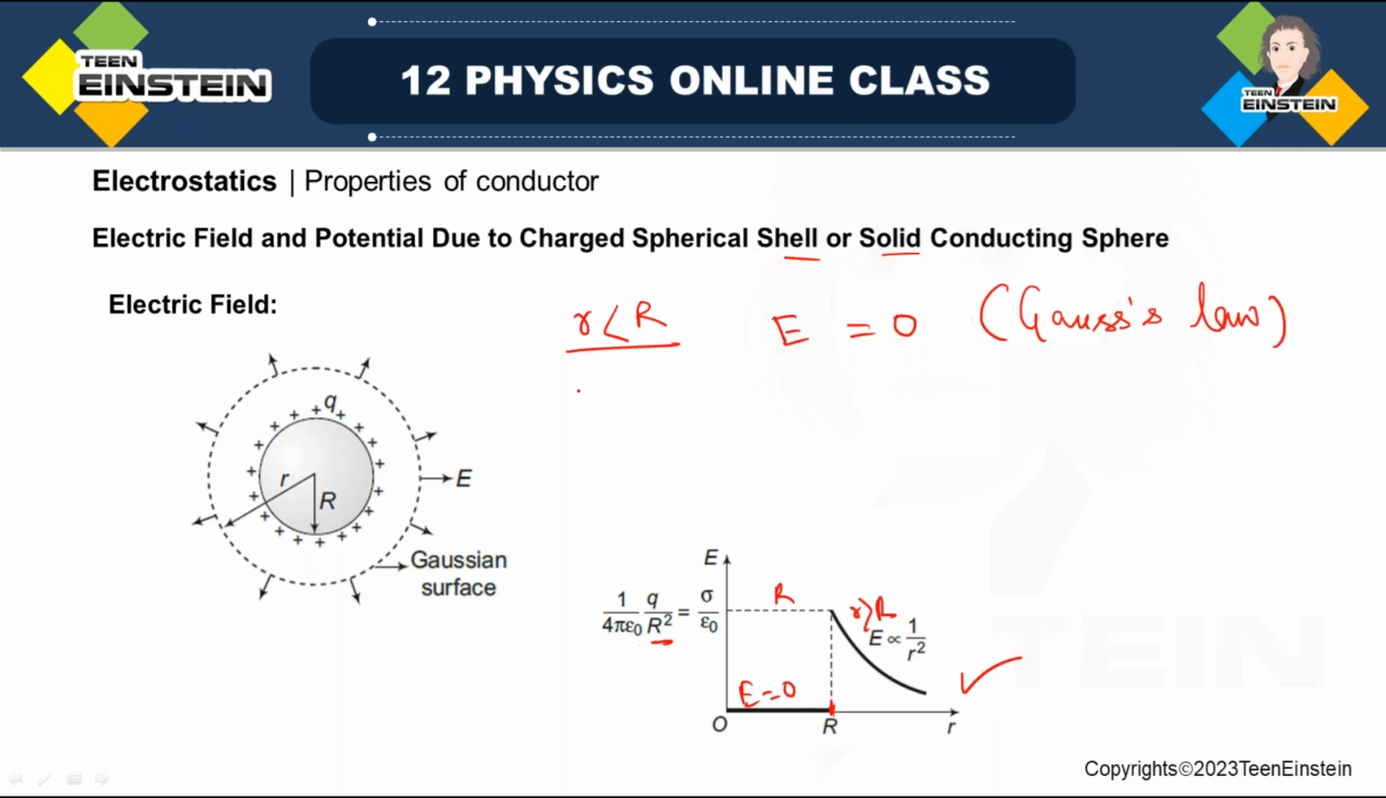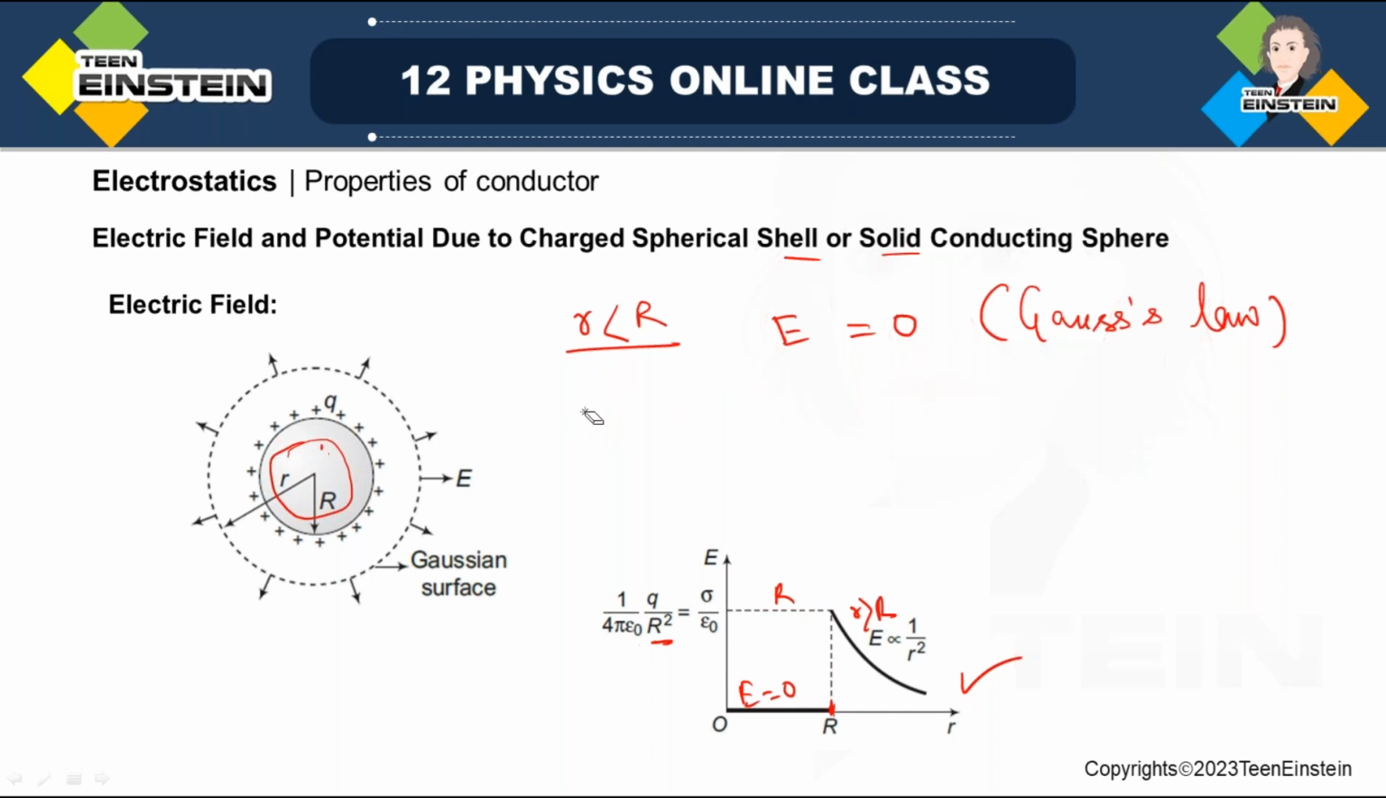Why? Because Gauss's law says E into S is equal to the charge enclosed by the Gaussian surface divided by epsilon 0. So if I take a point inside the shell and draw the Gaussian surface through that point, this Gaussian surface does not enclose any charge. Therefore, the right hand side will be 0 and hence the electric field is 0. So this is one point.